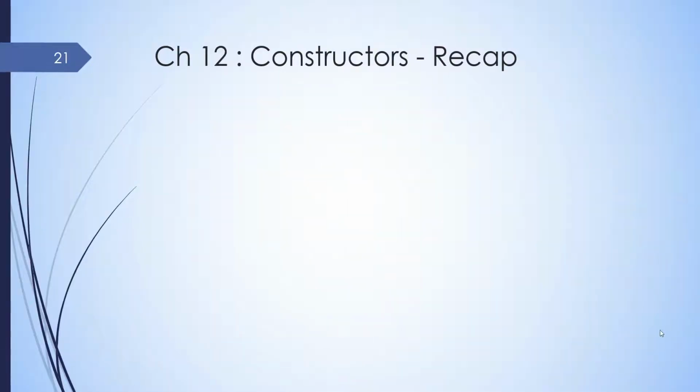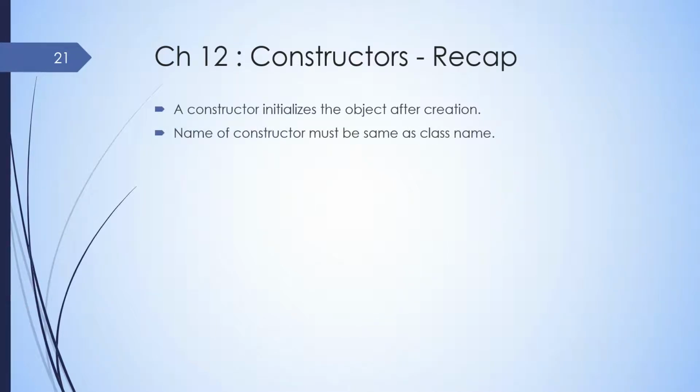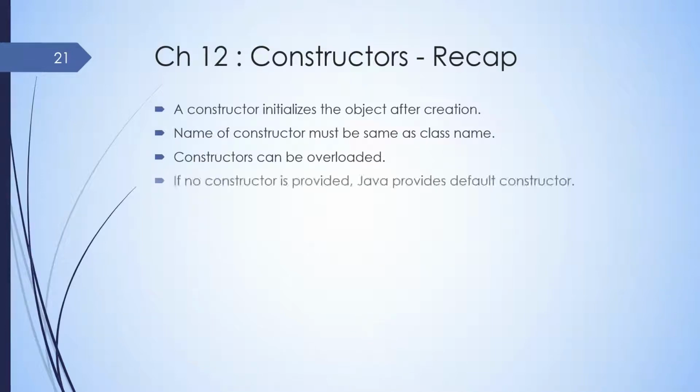Let's do a quick recap of what we learned in constructors. A constructor initializes the object after creation. The name of the constructor must be the same as the class name. Constructors can be overloaded. If no constructor is provided, Java provides a default constructor which doesn't take any arguments.